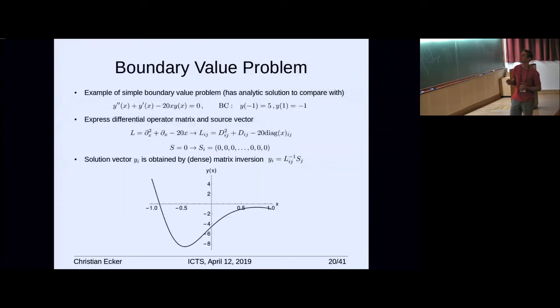So this is a simple example of a boundary value problem, which has an analytic solution that I don't write down, but I plot it here. And this has boundary conditions like that. The first step is to express the differential operator as a matrix and the right-hand side as a source vector like that. Then the solution on this spectral grid is obtained by the inversion of this differential operator matrix. So if you do that, what you find is this. So there is obviously something wrong. Can someone tell me what I did wrong here?